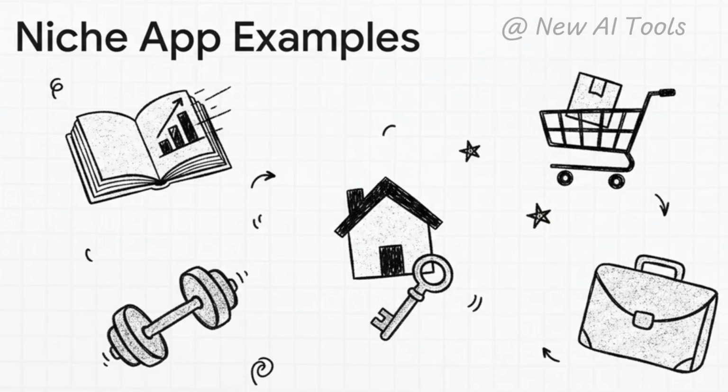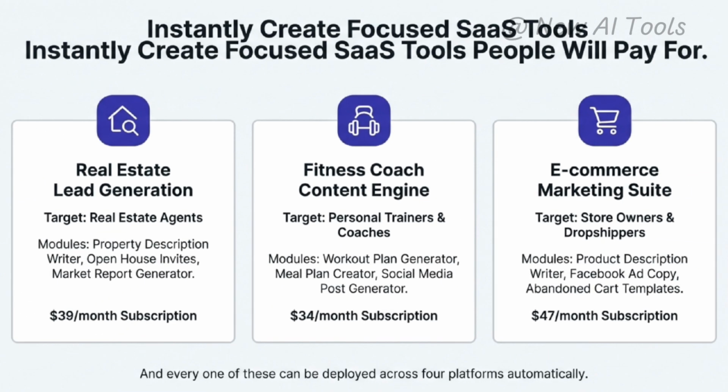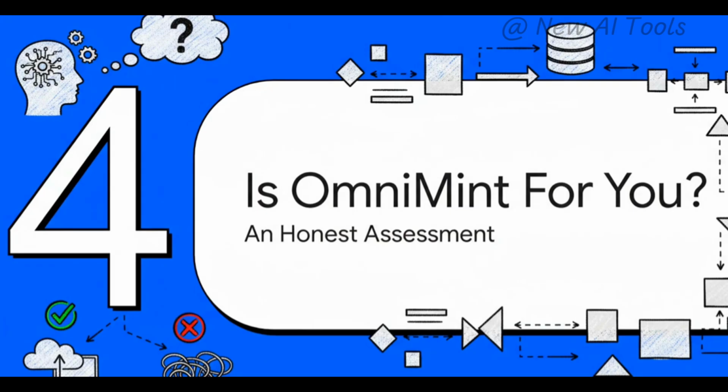That's everything. So what kind of stuff can you actually build with this thing? Well, the sky's the limit, really, especially for niche markets. Imagine whipping up a book marketing toolkit for authors who are struggling to get noticed, or a whole suite of marketing tools for Shopify store owners. You could create a lead gen app for real estate agents or a content creation engine for fitness coaches. You see the pattern? You can solve specific problems for specific people instantly. All right, this all sounds pretty incredible, but let's get real for a second.